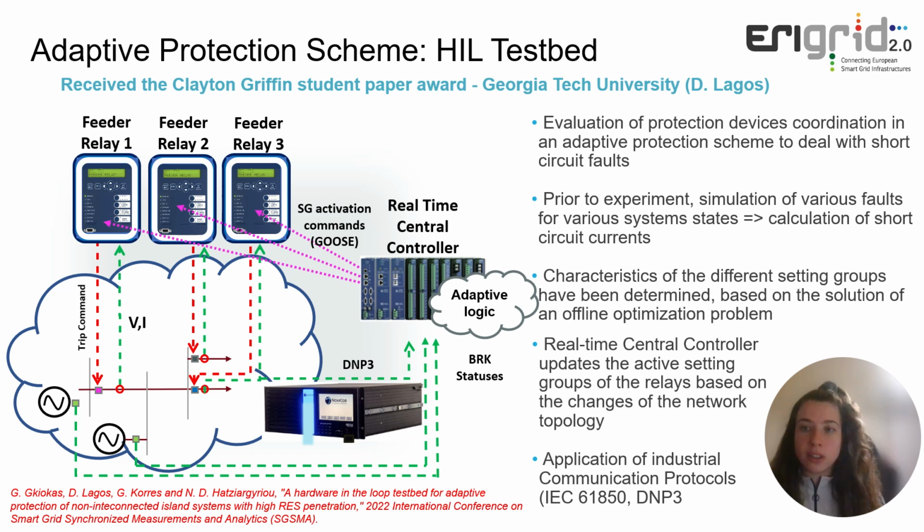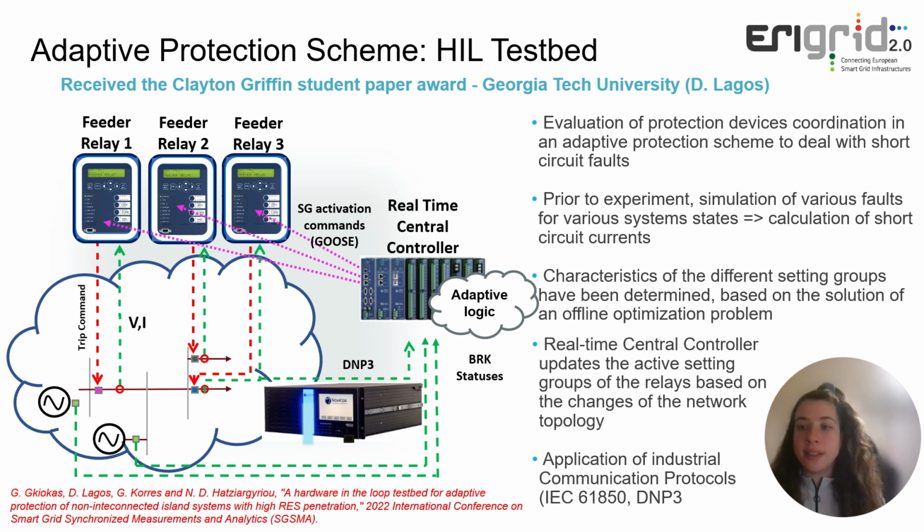A real-time central controller is used to update the active setting groups of the relays based on the changes of the network topology. This central controller obtained the statuses of the generating units through the DNP3 communication protocol, and then, according to its implemented logic, enables the relays' setting groups through IEC 61850 GOOSE messages. Actual hardware relays were used, as shown in the figure.